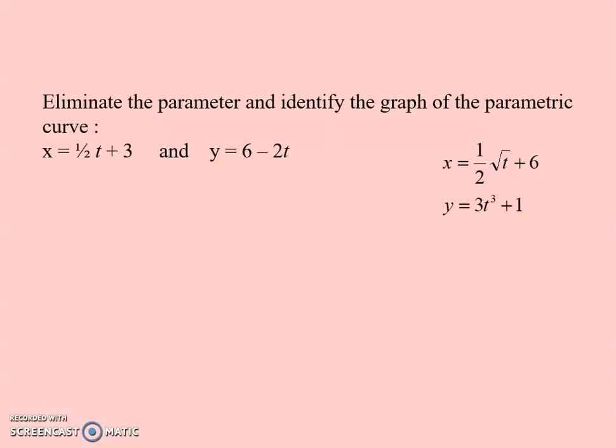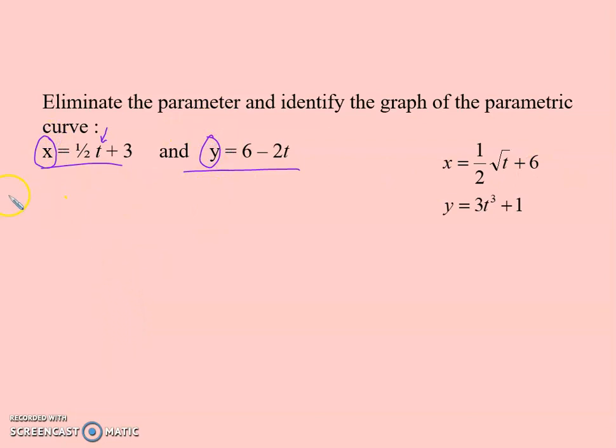This is a really short video on how to eliminate the parameter of a parametric equation. What we're going to do is you have your parametric equations here. Notice they have a t in them. That indicates that we've got this parametric and we're given a value for x and a value for y.